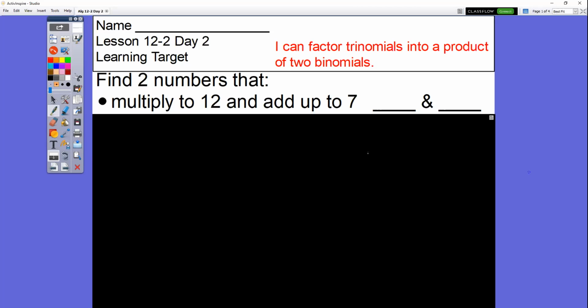Think of two numbers that when you multiply them together, they equal 12. And when you add those same two numbers together, they add up to 7. So think of two numbers that multiply together to give you 12, but add up to 7. Go ahead and type it into the chat now.